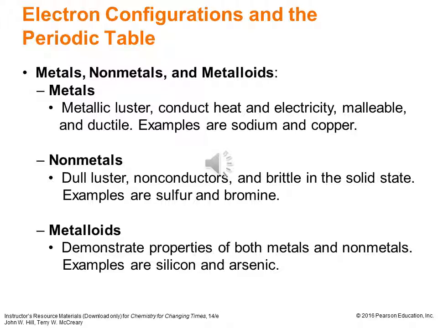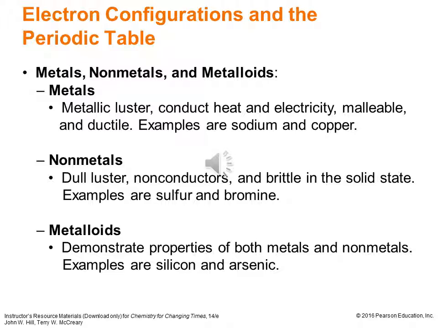They tend to be malleable, which means you can pound them into thin sheets, like Rutherford did with his gold foil for his gold foil experiment. And they tend to be ductile, which means they can be drawn into wires, like copper wiring for electronics. So good examples would be sodium and copper. But again, about 2/3 of the elements, most of the periodic table, would fall into the class of metals.